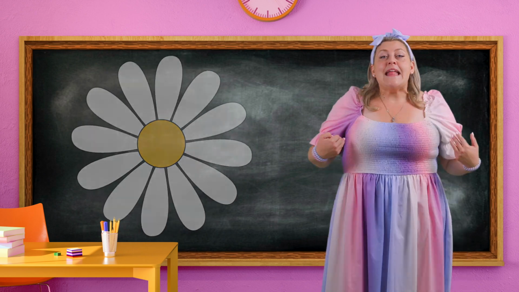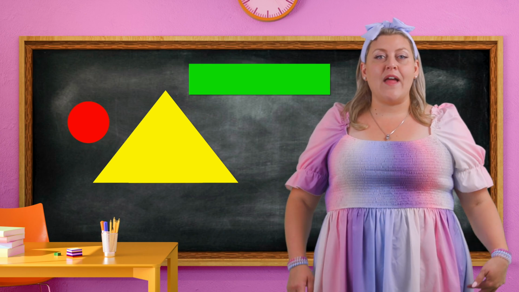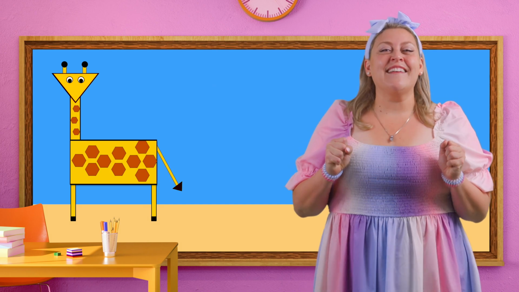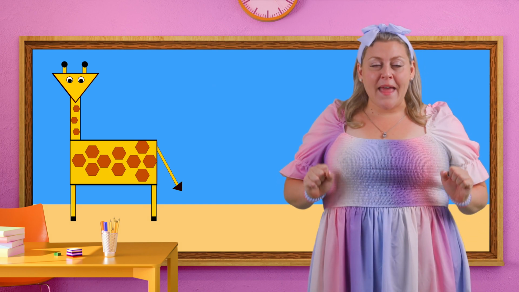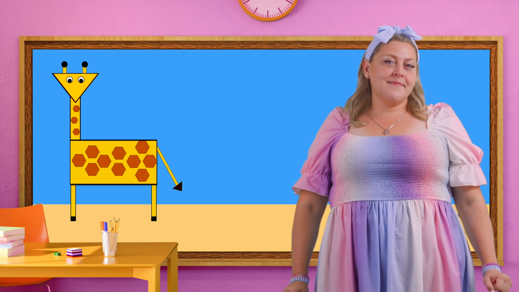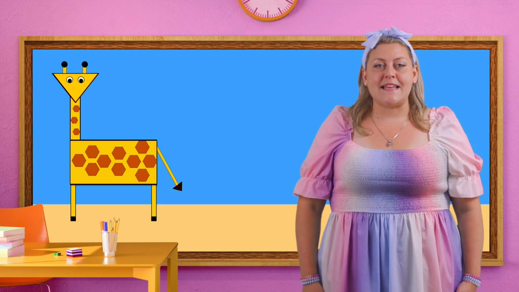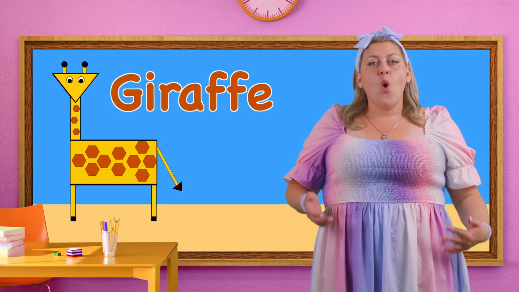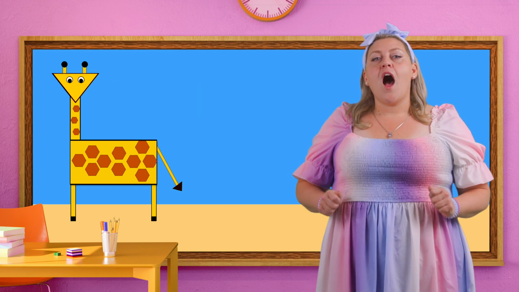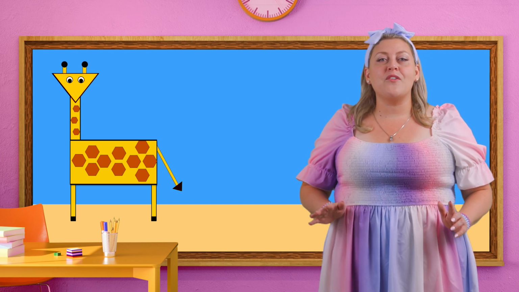Great job. Now that we have learned the circle, triangle, rectangle, and square, do you want to play a game? Fantastic! Look at the picture. Do you know what animal this is? Yes, it's a giraffe. What shapes can you see in the picture? Yes, I see circles, triangles, rectangles, and squares too.